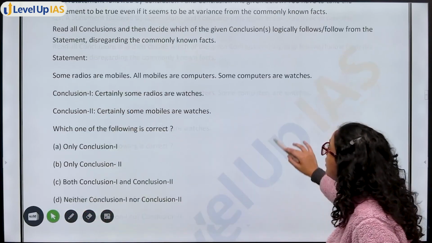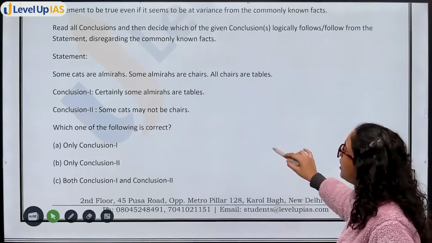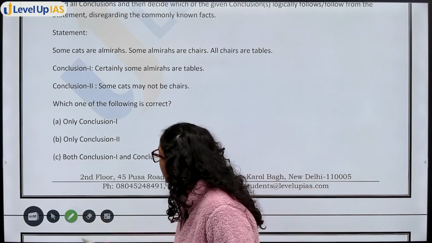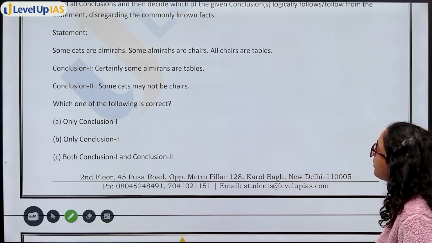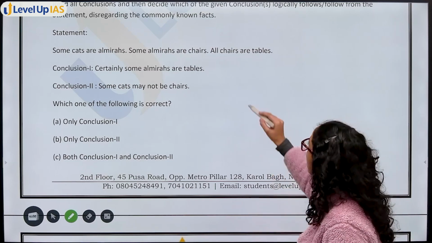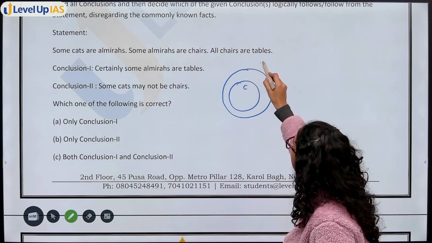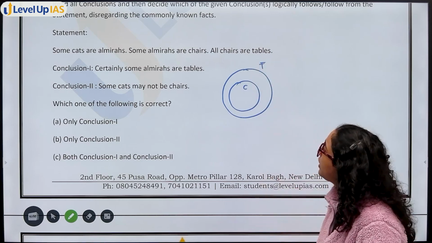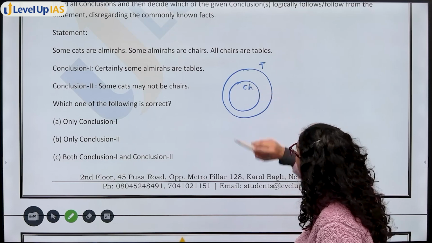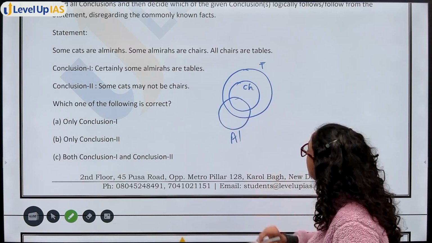Now, moving on to the next question. Statement is, some cats are almiras, some almiras are chairs, all chairs are tables. Again, start with the all statement first. All chairs are, this is chair, these are tables. All chairs are tables. Some almiras are chairs. These are chairs. Some almiras are chairs. That means almiras will be like this.